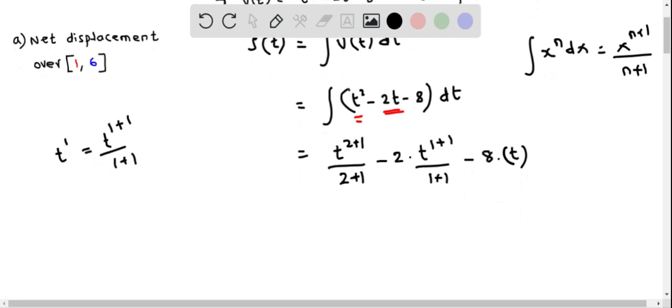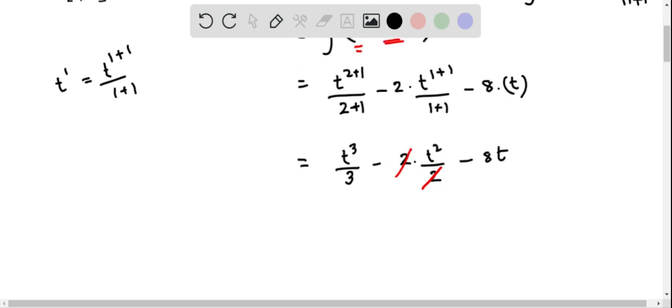So now let's get this simplified. So 2 plus 1 is 3, therefore t raised to the power of 3 divided by the same number 3, and then this is 2 times t squared divided by the same number 2, minus 8t. We cancel this 2, so we can write this in simplified form. That is t cube by 3 minus t squared minus 8t. So this is the function which represents the position function.